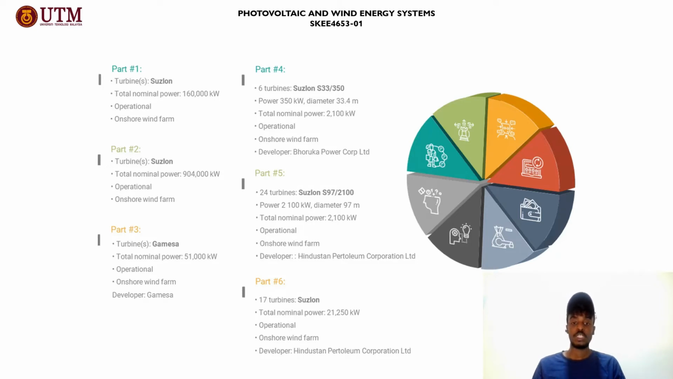And lastly, for part six, we have 17 turbines made by Suzlon, and the total nominal power is around 21,250 kilowatts. They are operational and also onshore wind farms. These turbines are developed by a company called Hindustan Petroleum Corporation Limited.